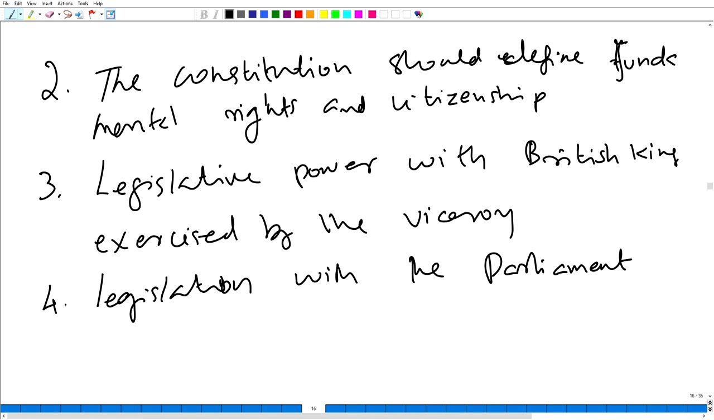Legislative power being vested with the British king means that only with the assent of the British king, the legislation sponsored by the British Parliament would become law. But the power to make legislation should be vested with the parliament. Once the legislation was passed by the British parliament, it would receive the assent of the British king.